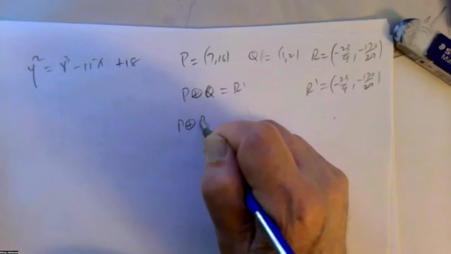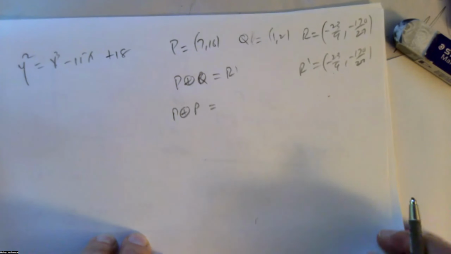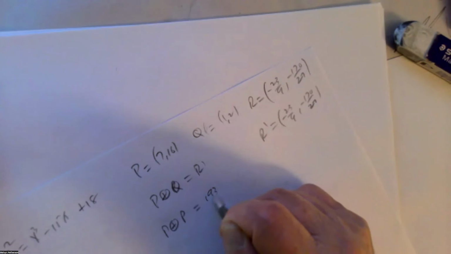When we took P, added to P using the tangent line, we found the sum, which was, what was that point? (-193/64, 223/512).